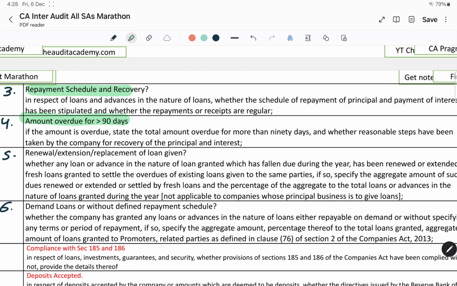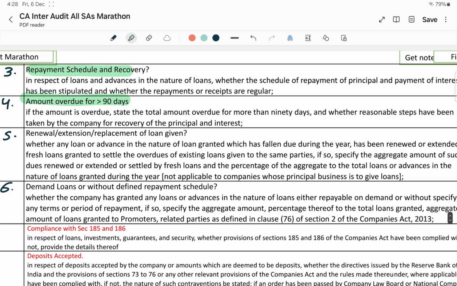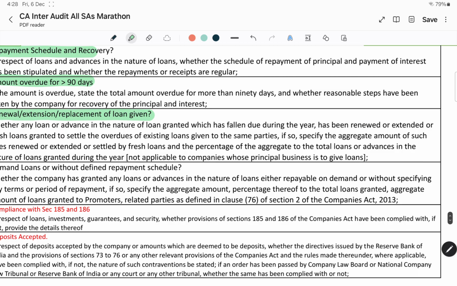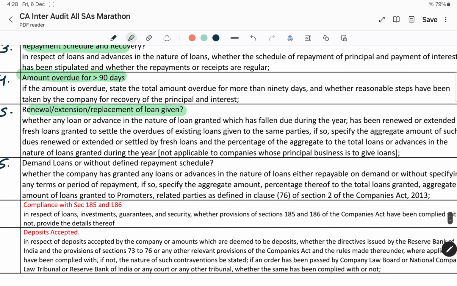Next is amount overdue for 90 days. If the amount is overdue, state the total amount overdue for more than 90 days, and whether reasonable steps have been taken by the company for the recovery of the principal and interest. Fifth is renewal, extension, replacement of the loan given. Whether any loan or advances in the nature of the loan granted which has fallen due during the year has been renewed or extended, or fresh loan granted to settle the overdues of the existing loans given to the same parties.